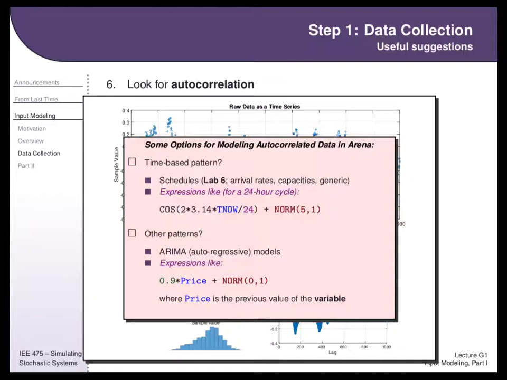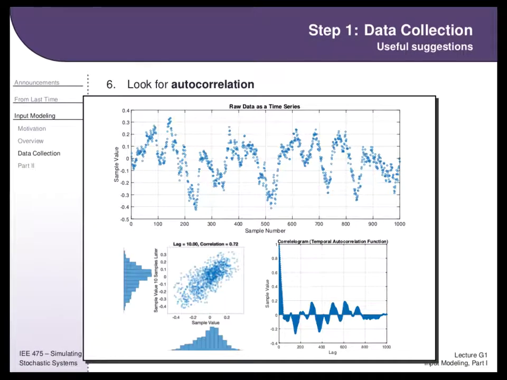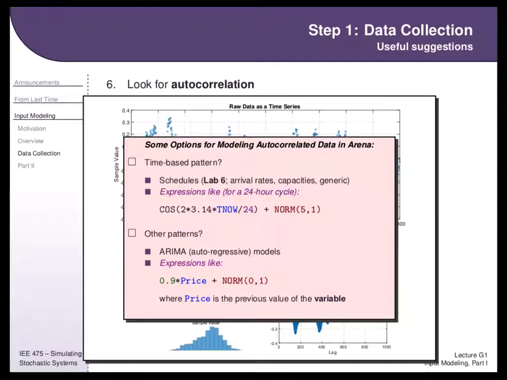Or you can even build in expressions like this one, where T now in ARENA is the current time, and I can build a little oscillation, like a cosine oscillation, and then I can add a little noise to it. And this allows me to draw things from this, and it will give me things that are still noisy, but they have a trend that kind of feels like this. It has these oscillations in it.